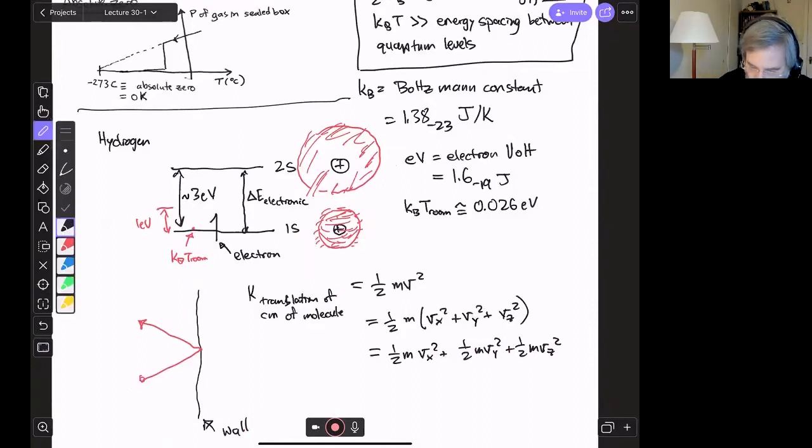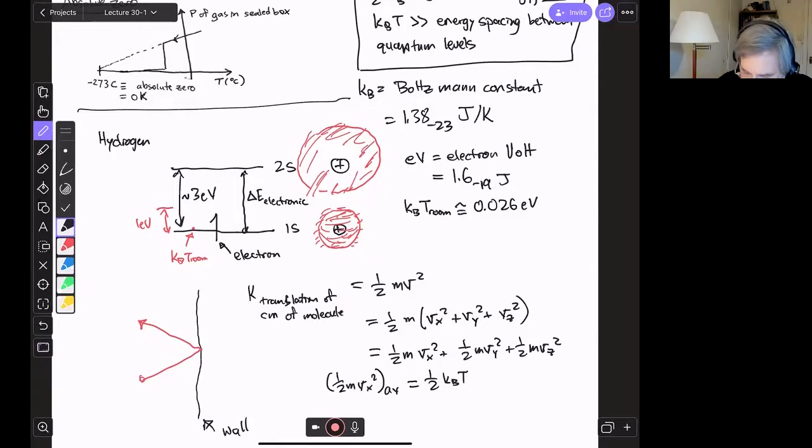And so we could say that the average value of 1/2 mvx², for example, the average value of that would be 1/2 kBT, according to the equipartition theorem. Questions so far?